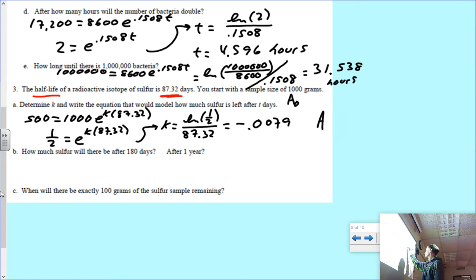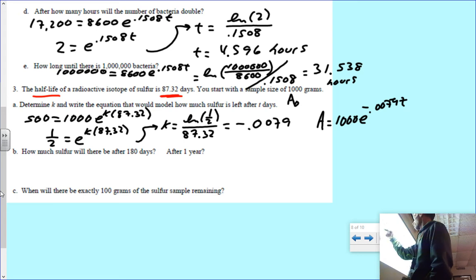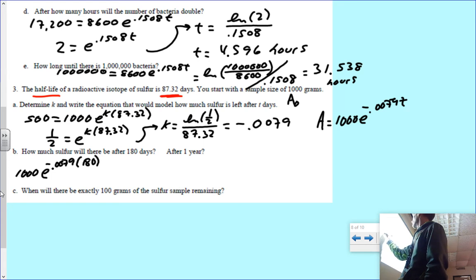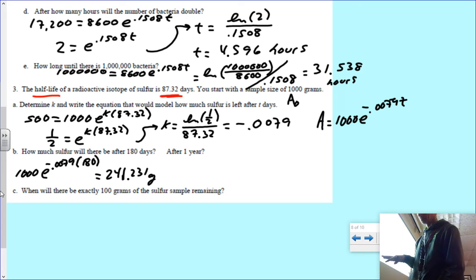So my function is 1,000, again, initial doesn't change, e to the negative 0.0079t. So how much is there after 180 days or after a year? Again, my time is in days, so that's just a plug and chug. So 1,000 e to the negative 0.0079 times 180. And that ends up being 241.231 grams. And again, it's an amount, so decimals are okay.